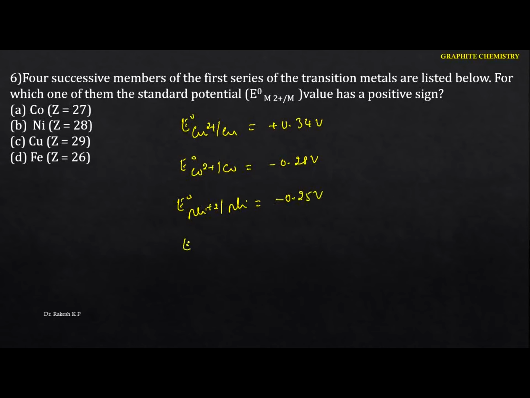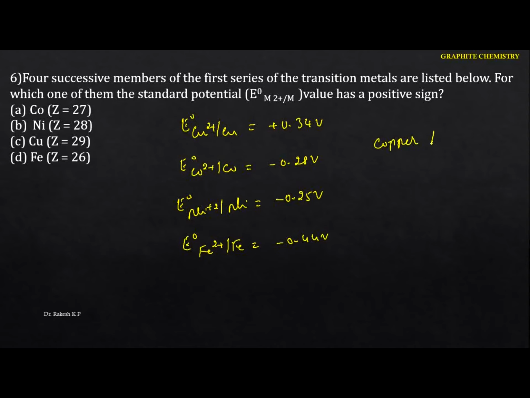And for the next one, the iron, Fe2+ to Fe, we have a value of minus 0.44 volt. But now, identify why copper has a positive value. To calculate the SRP value, we always take the standard hydrogen electrode as reference, and by using it we determine the SRP value for the rest of the electrodes. But just identify this one here, that is the copper.